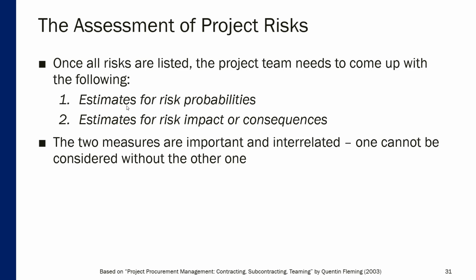First of all, estimates for risk probabilities, in other words, how likely this particular risk is to occur. And also estimates for risk impact or consequences. In other words, if this risk occurs, what are the consequences and how will those consequences impact the overall success of the project. Now, these two measures are important and also interrelated. One cannot be considered without the other. For example, just because the probability of a risk is very small, so the estimate of the probability is low, it doesn't mean that this risk can be ignored, because the consequences can be very high, right? If this risk indeed happens. So that's why one cannot be considered without the other.